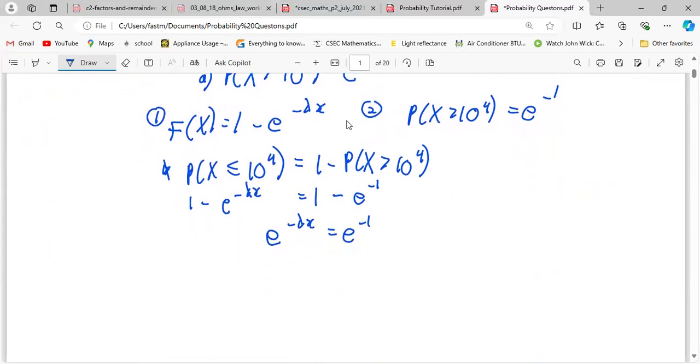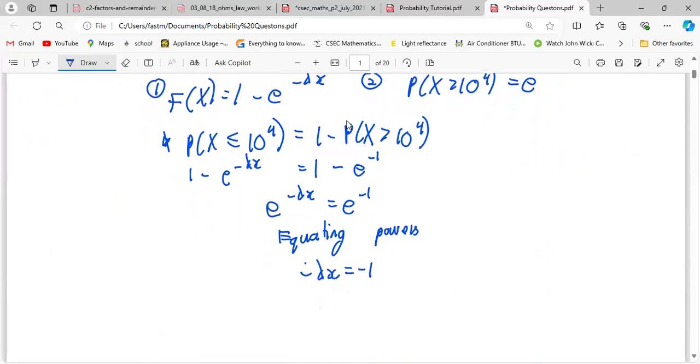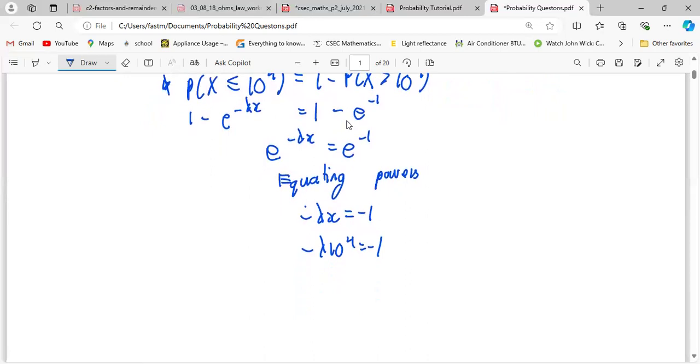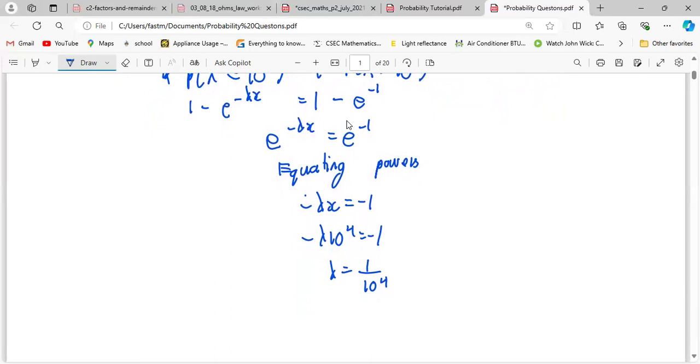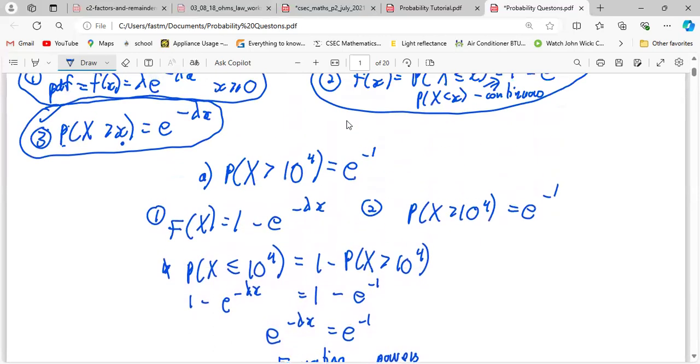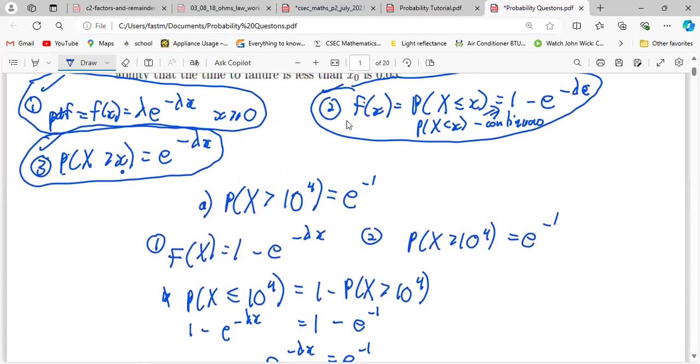Once you have the same base, you equate the powers. So you end up with minus lambda x is equal to minus 1, and we know x is 10 to the power 4. Now we can cancel these negatives and solve for lambda, and you'll end up with lambda being 1 on 10 to the power of 4. So that was the answer there.